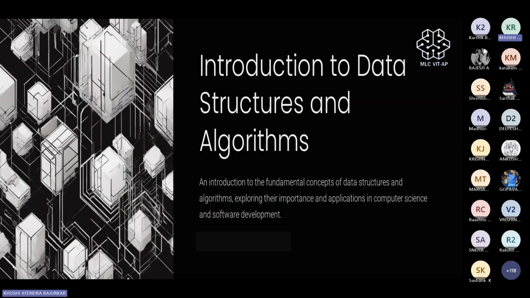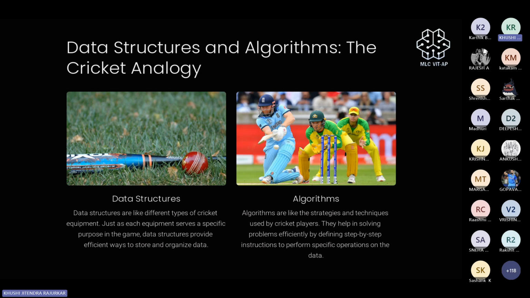Now, in order to make this concept easier for you, I would like to compare data structures and algorithms to cricket, because everybody has a good idea about cricket and everybody loves cricket. So data structures can be compared to the different types of cricket equipment or different types of cricket players. And we know how different cricket players have their own abilities and their own skills. Same way, data structures have their own abilities and their own structures. And algorithms are similar to the strategies and techniques used by these cricket players to win their goal. And the goal is basically to win the game.